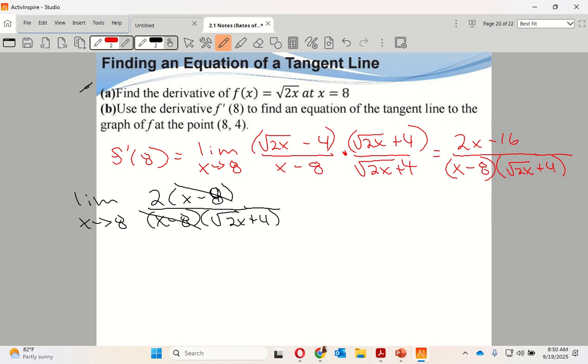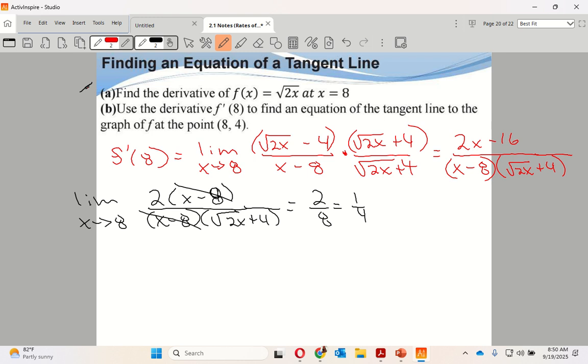So I'm going to end up with, on top I get 2, and on bottom, as I plug that in, that's going to be 4 plus 4, which is 8. So 1 over 4. Now, what did that mean? Meaning of what we just did.